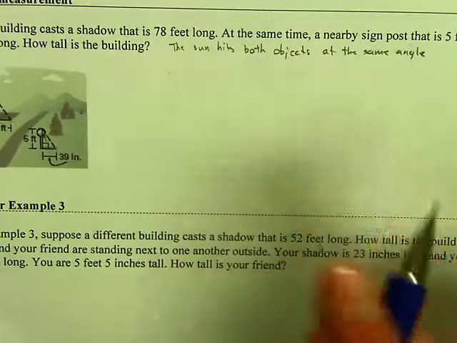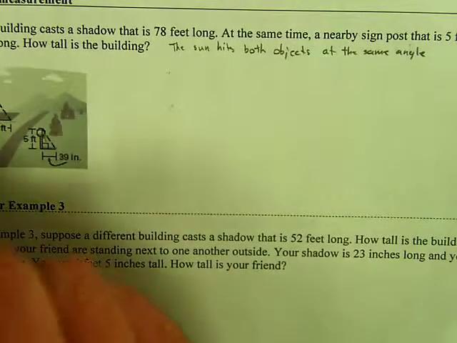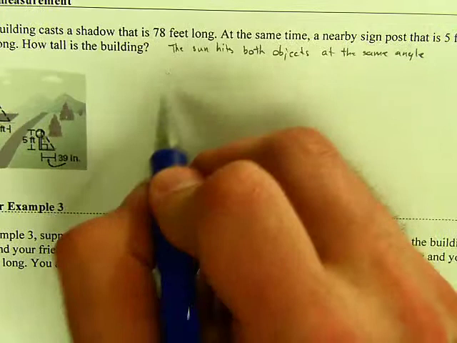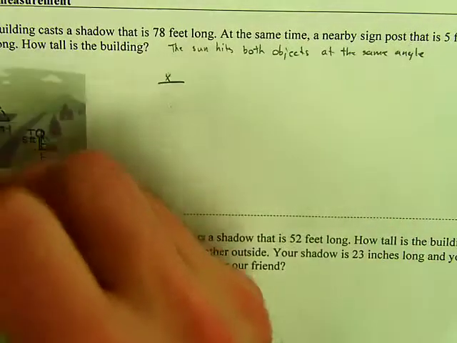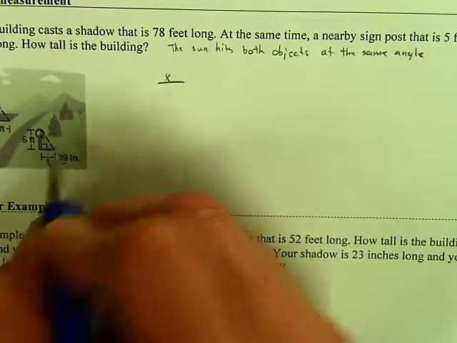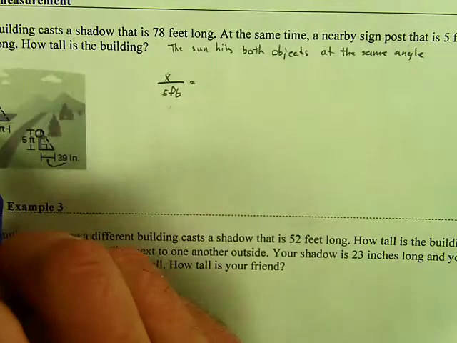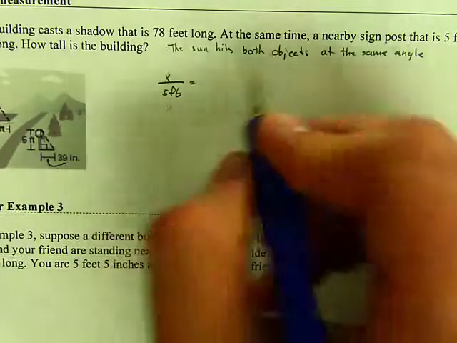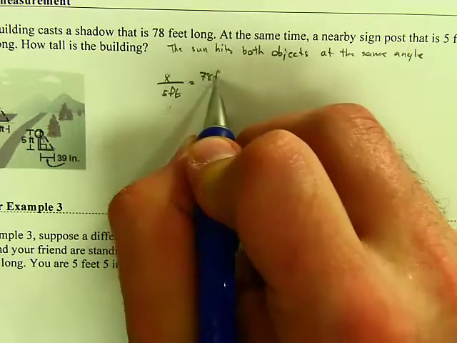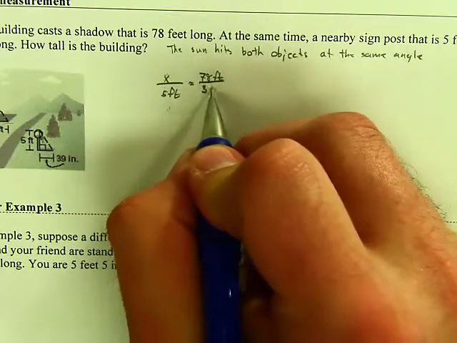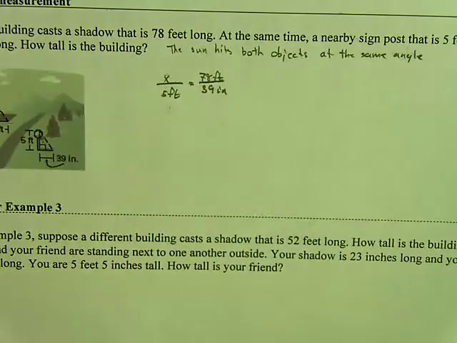So let's go ahead and set up our proportion. I like x on the top, so I'm going to put it up here. So this is x, the height of the building, compared to the height of the sign, which is 5 feet, equals the distance of the base of the shadow, 78 feet, to the base of the sign, which is 39 inches.